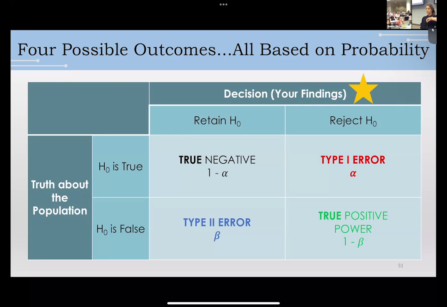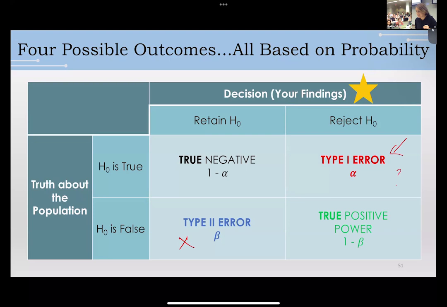True negative, true positive, power, type 1 error, type 2 error, right? Type 1 error is equal to alpha, type 2 error is equal to beta. Notice we know this one, don't we? We don't know this one. Do we know this one or not?